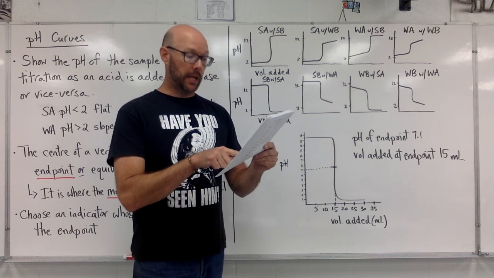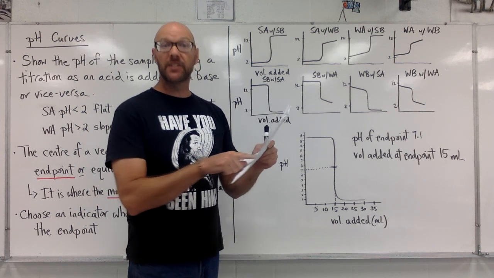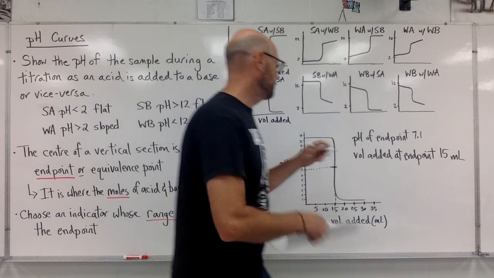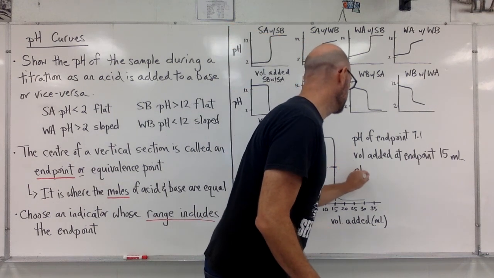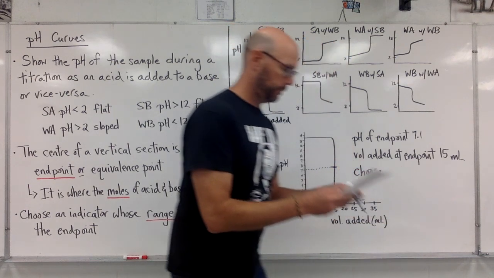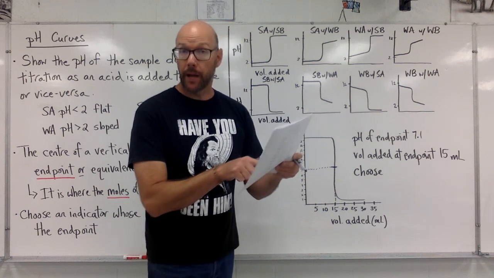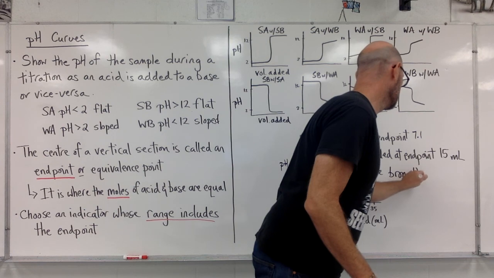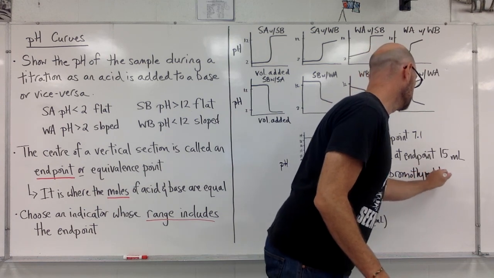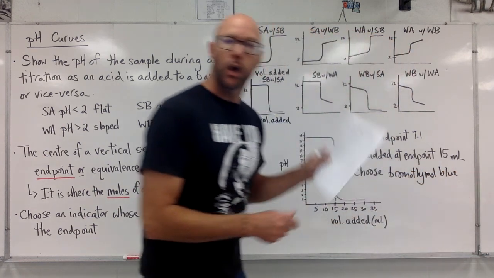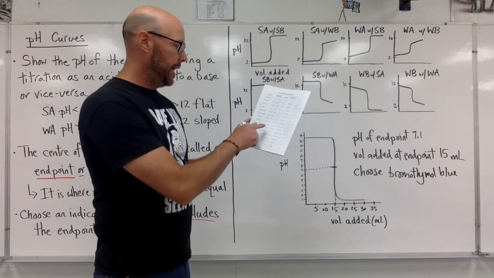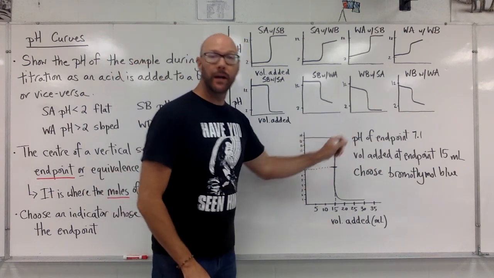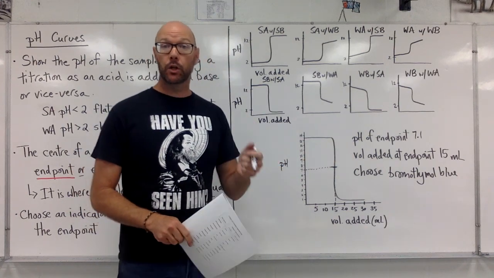Here, there's a couple of different possibilities. I see the range of 2 different indicators does the trick here. So I'm going to say choose bromethymol blue. The range for bromethymol blue is 6.0 to 7.6. 7.1 is right in the range. That would be a good choice.